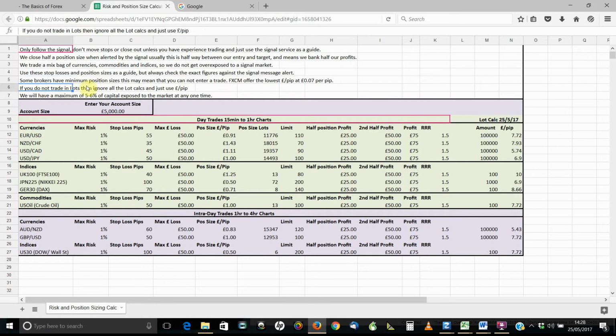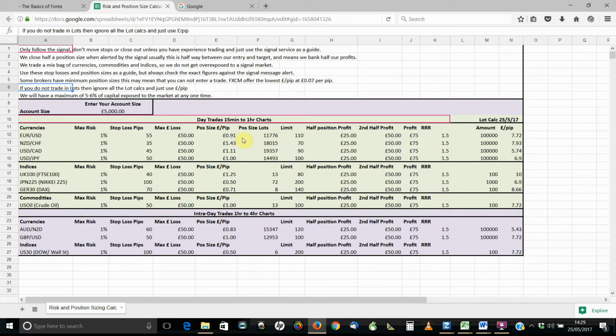If you do trade in lots, that's what the lot calculations are for. If you don't trade in lots, ignore all the lot calculations. The lot calculations are at the end here. This is the lot calculator here, and then your position lot size is based in here. Just be careful, because when you do put a trade on, some of them are in thousands of lots and some of them are in just basic lots. So 13, and then you've got 11,776 lots. So it can be quite difficult to understand.